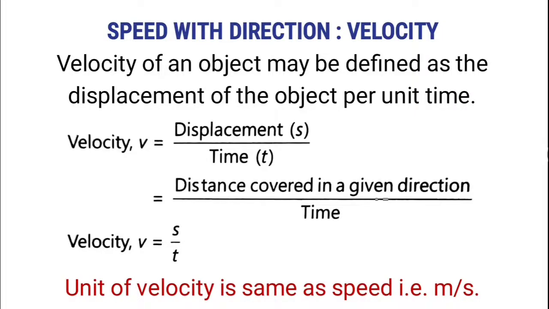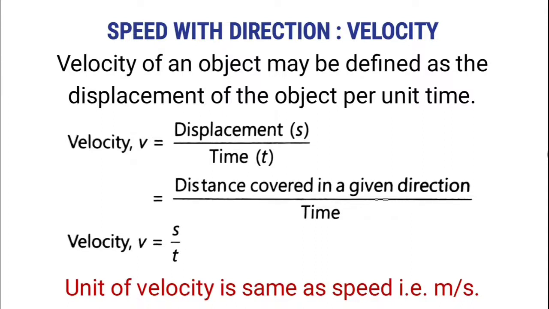Okay students, before understanding the term velocity, let me ask you a question. If an object is traveling with a speed of 20 meter per second, then how much distance does it cover after 5 seconds? You can simply answer it because you know the formula speed is equal to distance upon time, or distance is equal to speed into time. As we know the value of speed is 20 meter per second, time is given as 5 seconds, so distance can be calculated as 20 into 5, which comes out to be 100 meter.